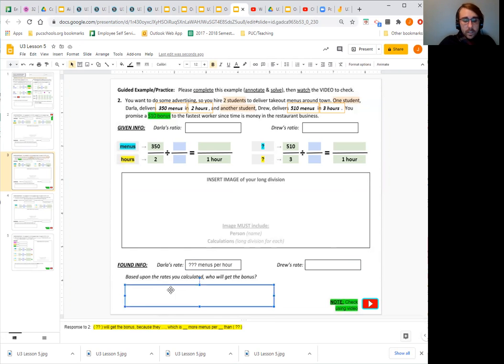You're going to fill in the sentence and let us know that Darla will be getting the bonus, and you'll explain why. Because they, or you could say she, since I think Darla's pronouns would be she and her, but I don't want to assume either, so that's why I put they. So they do blank, which is blank more menus per hour than Drew. So you need to mention what Darla's actual rate is and how much more she can do every hour compared to Drew. And that's what the subtraction was for, the comparison number.